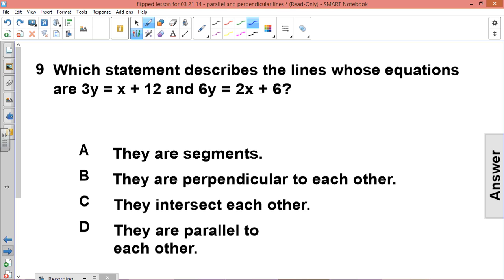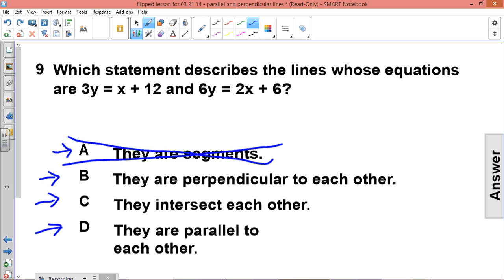Number 9. Which statement describes the lines whose equations are 3y equals x plus 12 and 6y equals 2x plus 6? And let's look at my choices. They are segments. Clearly false because we're only talking about the equations of lines. A segment is a part of a line. These are actually full lines, meaning they go on forever in both directions. The next ones: they are perpendicular to each other, they intersect each other, they are parallel to each other.